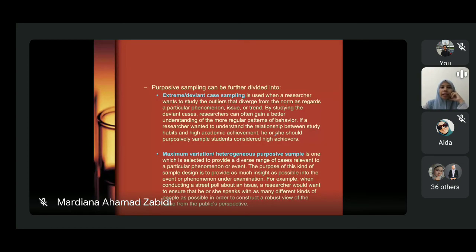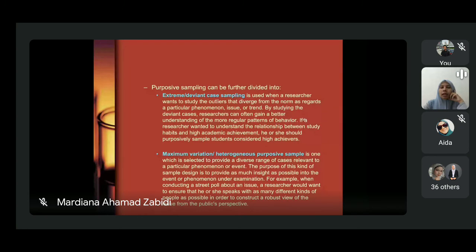Okay, so purposive sampling can be further divided into extreme or deviant case sampling, whereby it is used when a researcher wants to study the outliers that diverge from the norm with regard to a particular phenomenon, issue or trend. So by studying the deviant cases, basically we have a better understanding untuk behavior. Kalau you all pernah tengok contoh macam ada dekat online, if I'm not mistaken, there is an article on the suitable diet according to the blood type. Contoh macam tu, that one is based on their study from the purposive sampling. But how true is that? That one I do not know.